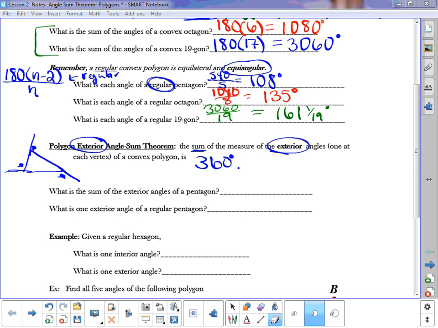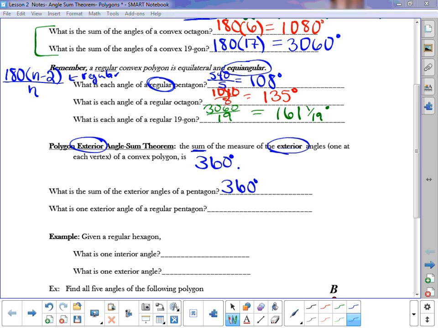So what is the sum of the exterior angles of a pentagon? 360. Oh, sorry, I wrote 360 there instead of the number one. What would be the sum of the exterior angles of a nonagon? 360. What's the sum of the exterior angles of a dodecagon? 360. How many sides is a dodecagon? 12. Alright, so regardless of how many sides we have, as long as it's convex, 360 degrees.